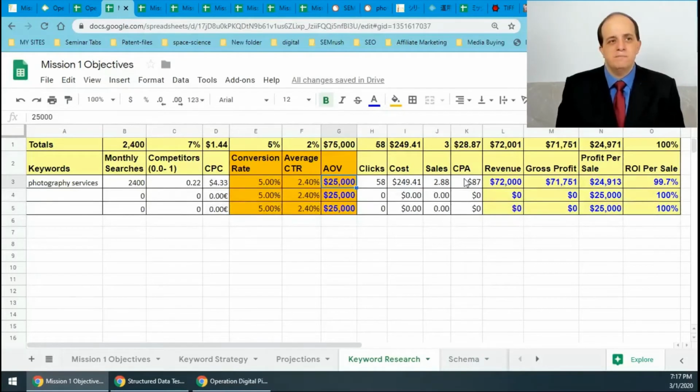But how do I know that? Clicks, cost, sales, and cost per acquisition. For every sale they make, it's going to cost them $87 worth of clicks. Totally worth it. But not every keyword is going to be the same.